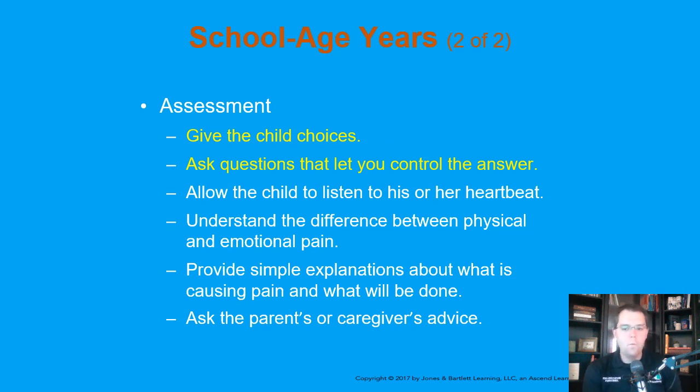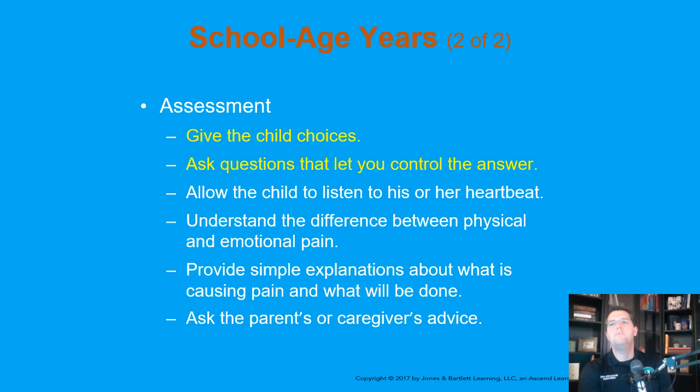So, one of the things that you can utilize here to make your life easier is to give a child choices at this age. They can be very strong-headed and stubborn, and because they're afraid, they may tighten down and not want to do anything that you ask of them. One of the easiest ways and one of the first things that you can do to help alleviate this situation is give them a choice. But make sure that you're giving them choices and asking questions that let you control what's going on.